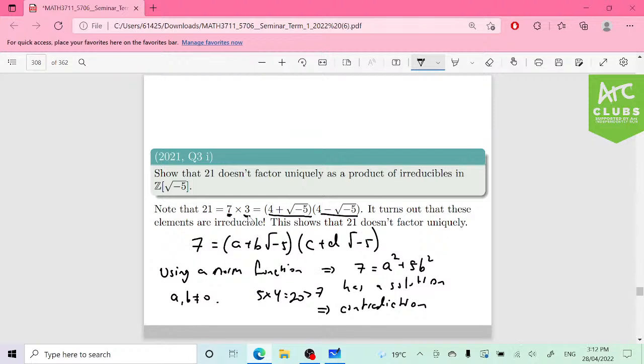And you can do the same thing with 3 as well. You can show 3 is irreducible using this sort of reasoning. And you can do the same thing with 4 plus square root of minus 5 and 4 minus square root of minus 5 as well.